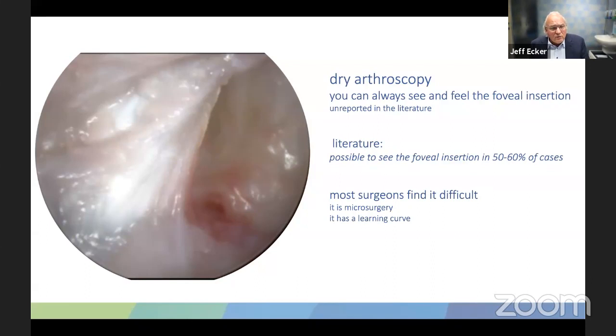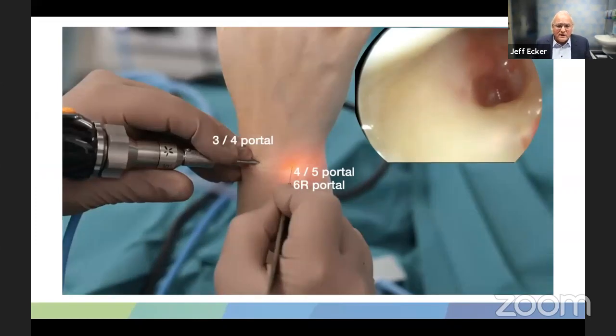When I travel around the world to these arthroscopy courses, many of the people that are starting arthroscopy find arthroscopy of the DRUJ difficult. It has a learning curve. So what we're going to do now is spend some time showing you how I dry scope the DRUJ.